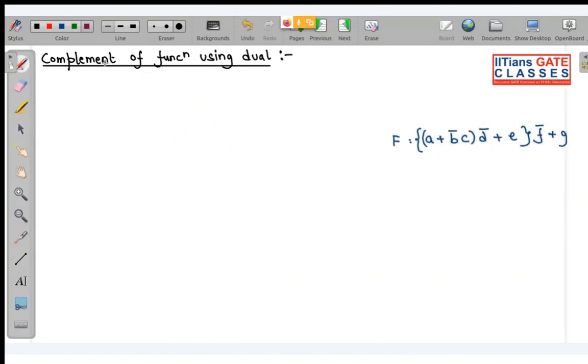Next is what? Next is complement. Okay, complement. How to find the complement of a Boolean function using dual.